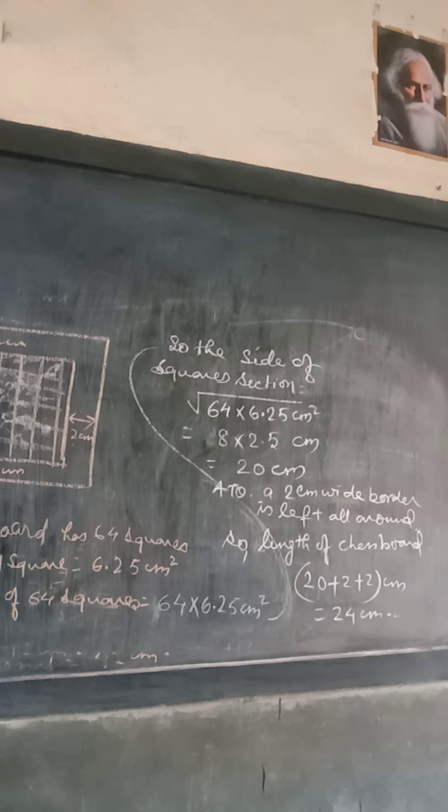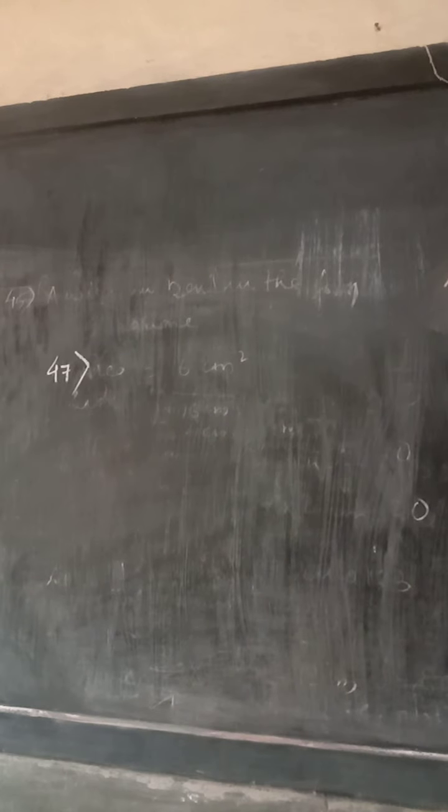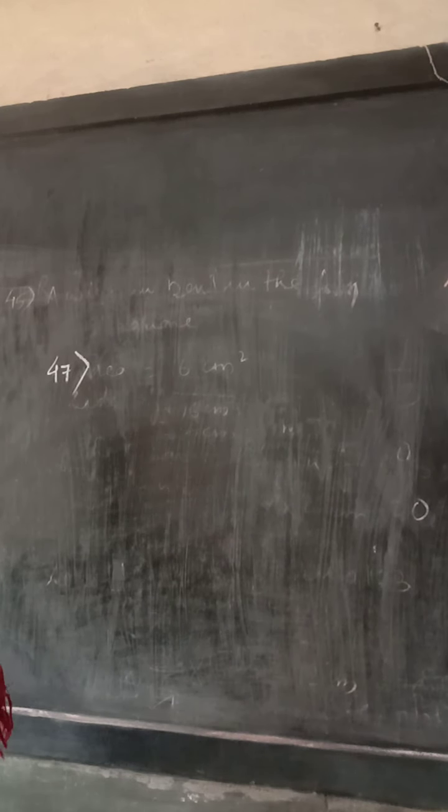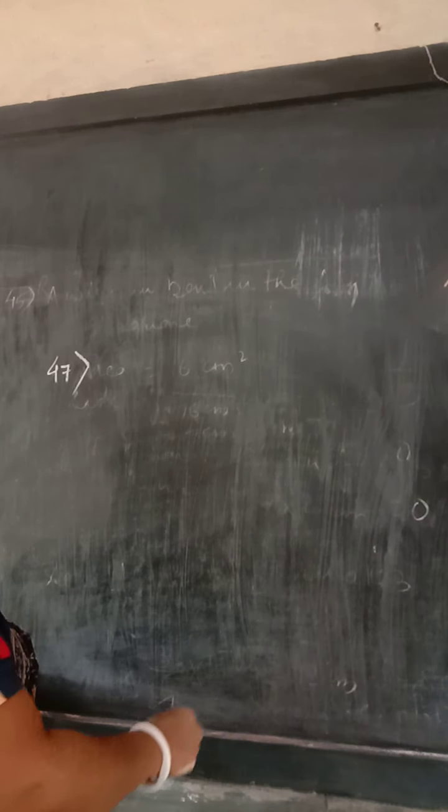Now the last question, I will be drawing the figure and explaining you that you have to find it. Is it? Question number 47. The cross section of a canal is a trapezium in shape.